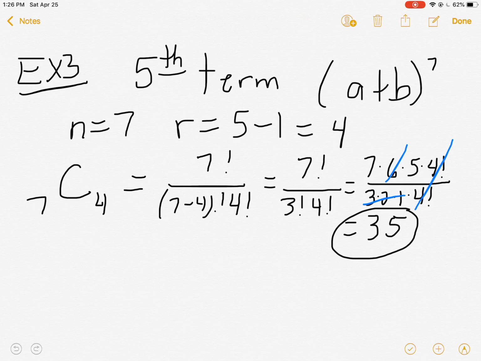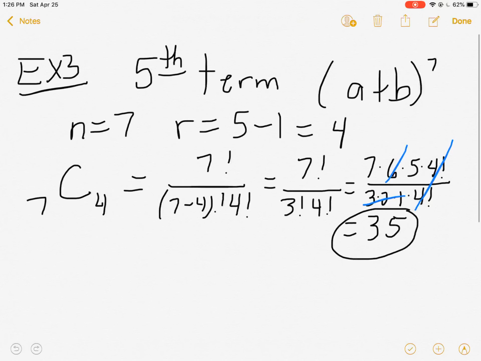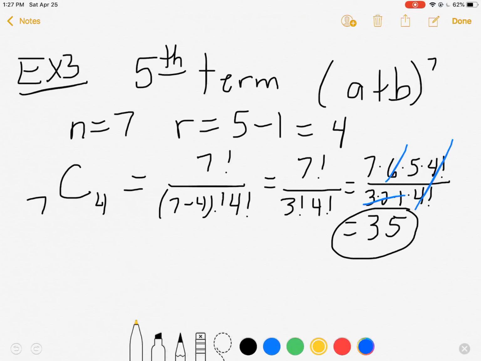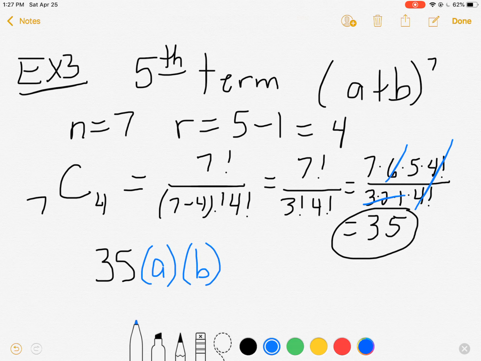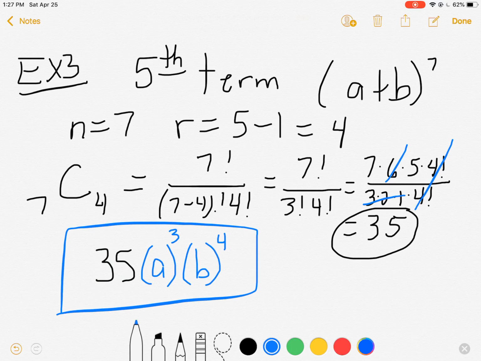All right, so we're not finished yet. The 5th term then would be 35. And then I would take my first term and my second term. My second term would be raised to the 4th power because it's your r. And remember that these have to add up to 7, so this is n minus r, which is 3. So here is my 5th term. Could have gotten it using Pascal's triangle as well. Let's do another one of those.